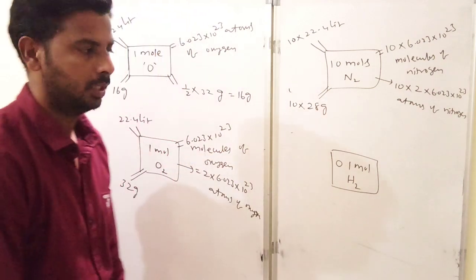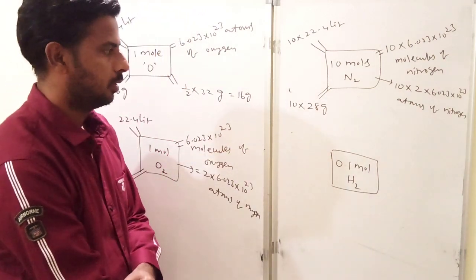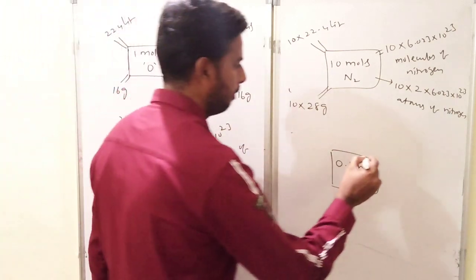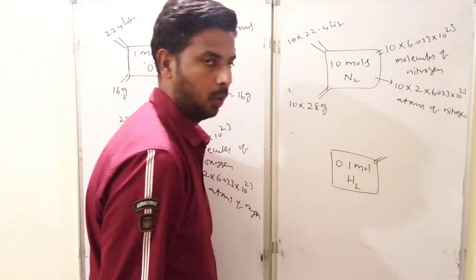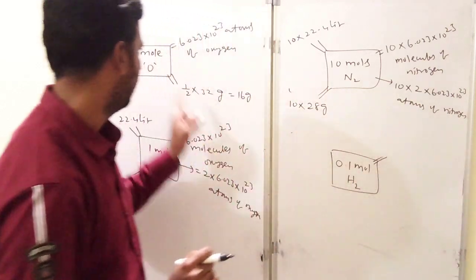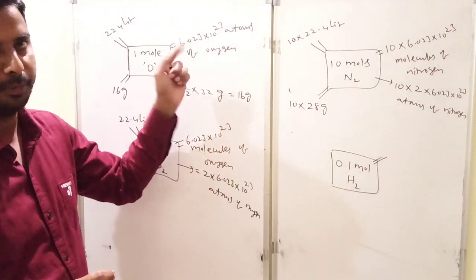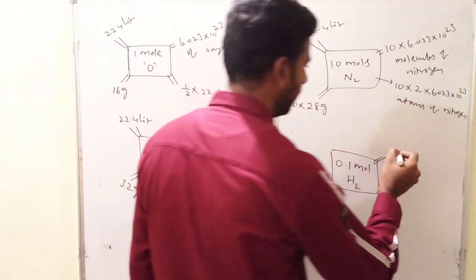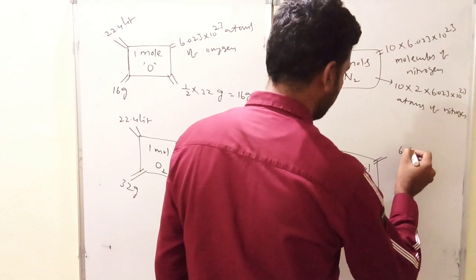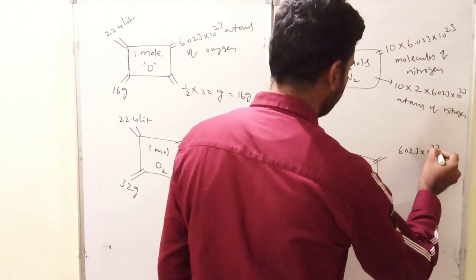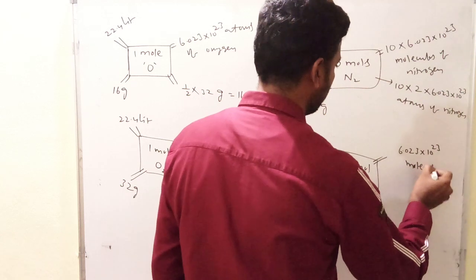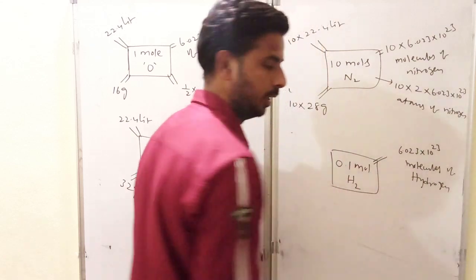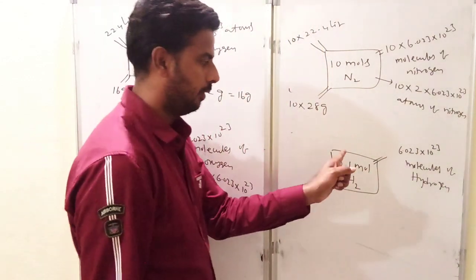0.1 mole hydrogen. So can you guess it? Pause the video and try to do that. Okay, now observe here. Generally, 1 mole of any substance equals Avogadro number of atoms if it is atoms, or molecules if it is a molecule. Now it is a molecular state. So we can write it is equal to 6.023 into 10 power 23 molecules of hydrogen. Is it correct? If it is 1 mole, this is correct.